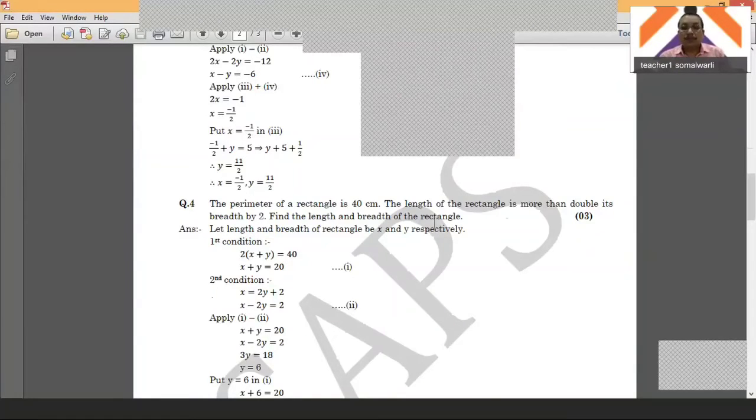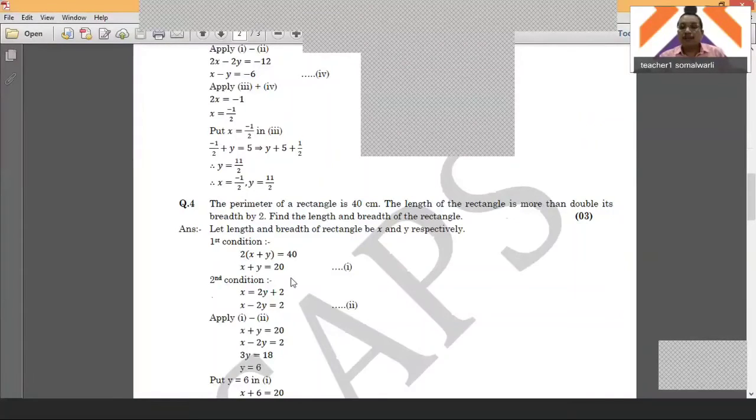Then by the first condition, you know the perimeter. The perimeter of a rectangle is 2 into (length plus breadth). So 2 into (x plus y), where length is x and breadth is y, is equal to 40. Simplifying this, it will give us x plus y is equal to 20.